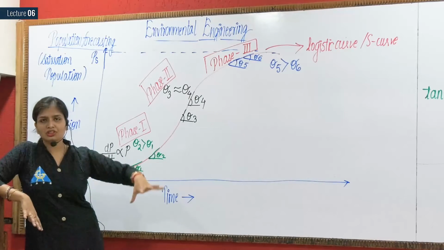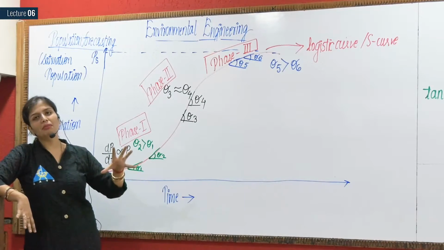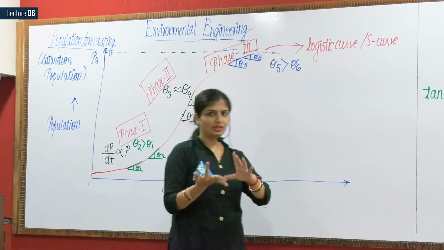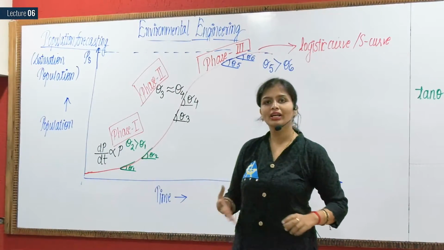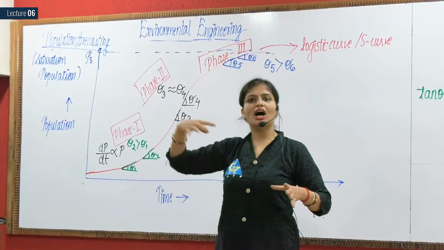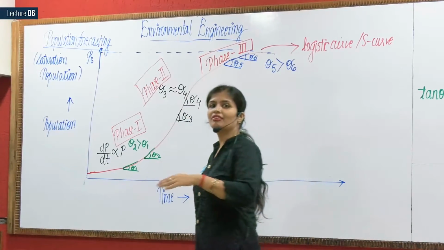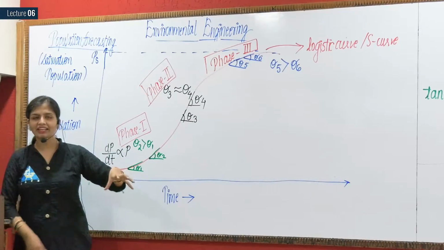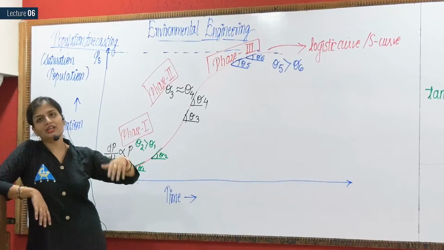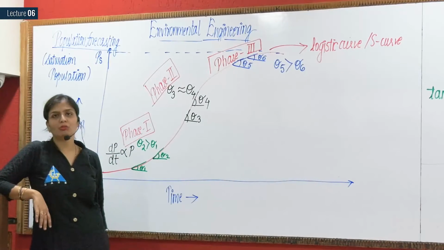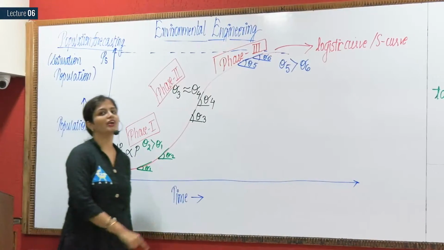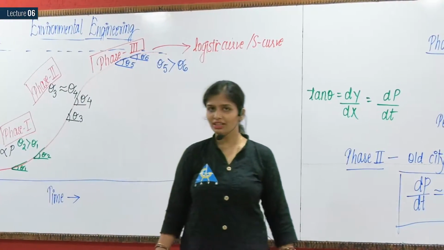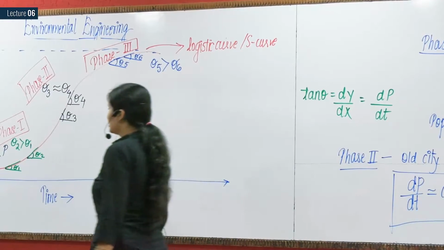On the outskirts of that city, you will develop a new city, like you have seen New Delhi, New Mumbai, New Raipur, New Bhopal. So what you are doing is, on the outskirts of that city, you are developing a new city. Why? Because the previous city has almost reached its saturation population, and that is the reason you have developed a city on the outskirts of that city. Right? This much is clear to you?